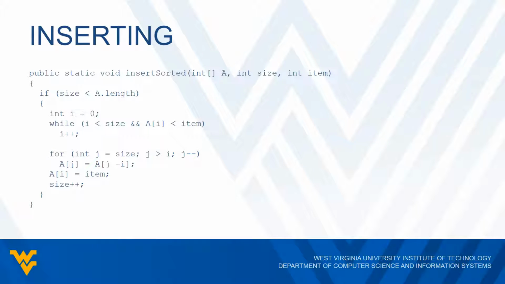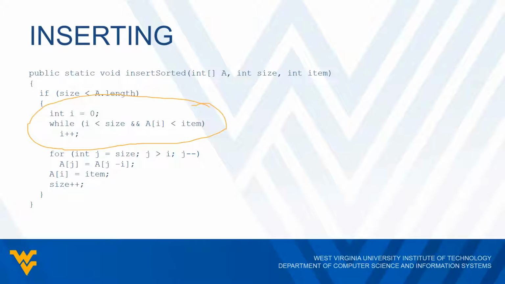Here's the code that handles inserting an element in a sorted array. So we have to pass the array, the size, and the item that we want to insert. We still have to make sure we can make room in our array. So we still have to make sure that the size is less than the length of the array. Now this first part right here takes care of looking for exactly where we would want to insert this element. So we let i be the index of where we're going to insert. So we start at 0.